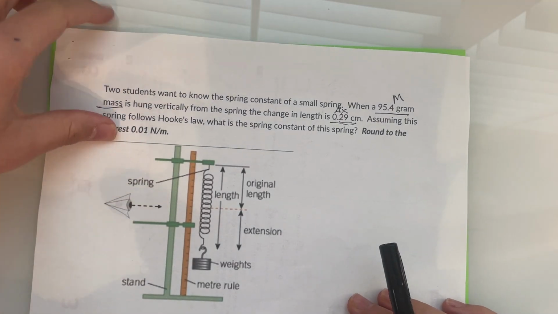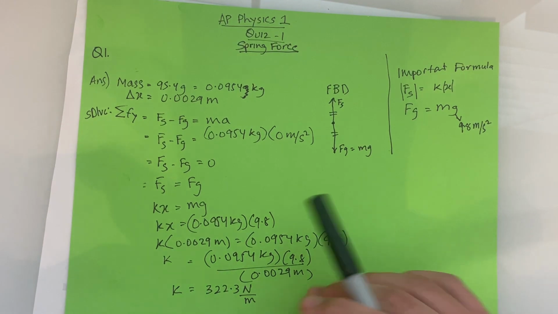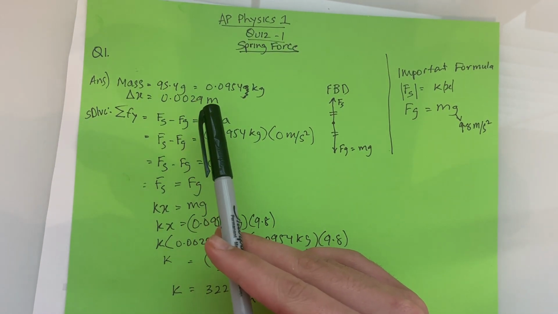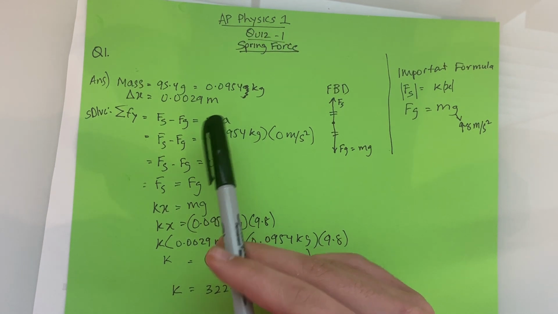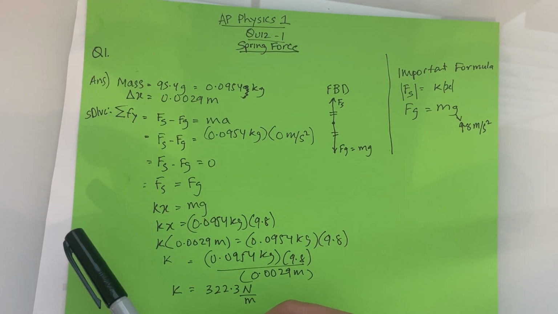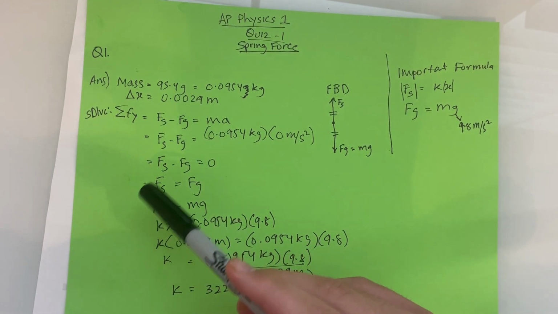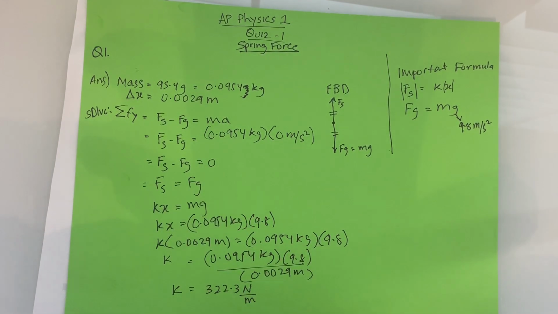Okay, so let's begin with the question. We have the mass, so everything is given. The mass is 95.4 grams. We need to convert it to the standard units, 0.0954 kg. The delta x is 0.29 centimeters, which is basically 0.0029 meters.